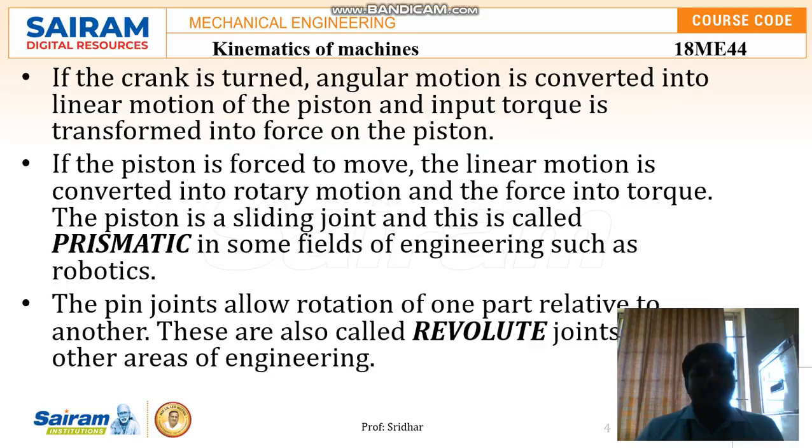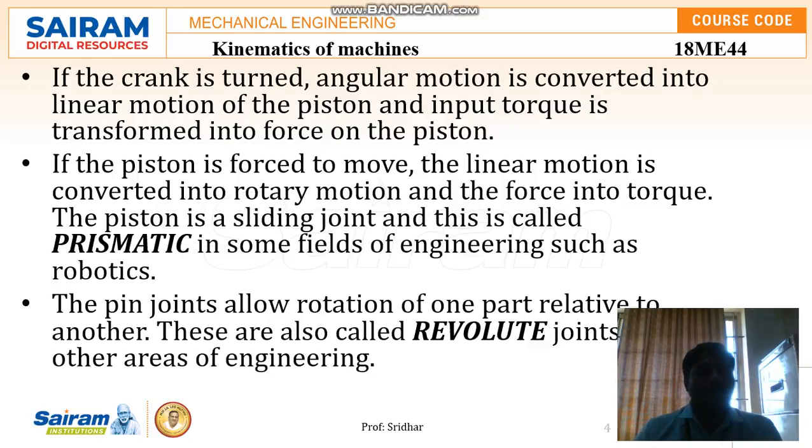Again, the piston is a sliding joint, and that is what we call a prismatic joint in some fields of engineering such as robotics. Mainly these prismatic and revolute joints are used in robotic arms in order to move, especially in industries in pick and place robots. Human beings cannot work continuously, so in those conditions robots are used to pick and place continuously; they can work for 24 hours without any break.